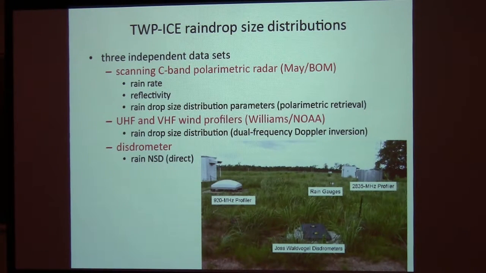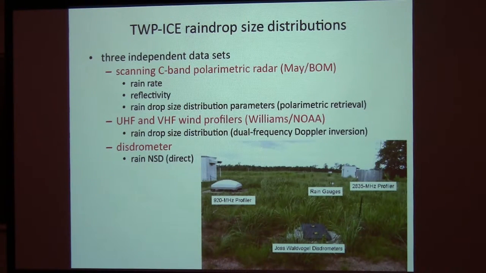In both of these cases, people have developed different retrievals and so on and so forth. We're using Peter May's retrieval from the C-band polarimetric radar, and Chris Williams's retrieval from the co-located UHF and VHF wind profilers. Finally, we're also going to use a distrometer, which is shown at the bottom here.